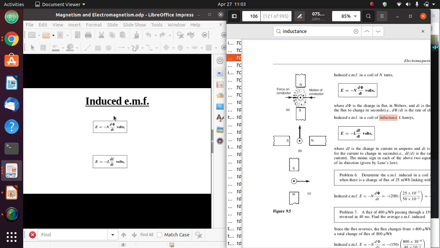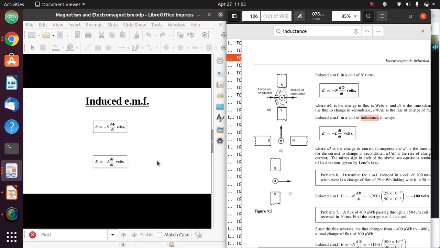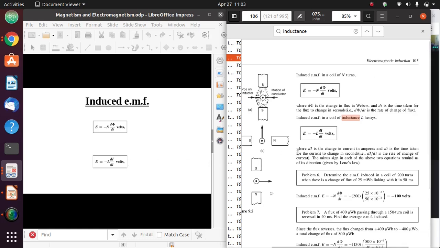So remember we are saying that the generated EMF can be brought about by the change in flux, or the magnetic field, or the change in current. The change in current generates the change in magnetic field, which induces an EMF. So we can find the EMF by calculating it using the change in flux, and we can find the EMF by using the change in current. Now L is the value of inductance, and the unit of inductance is henries.